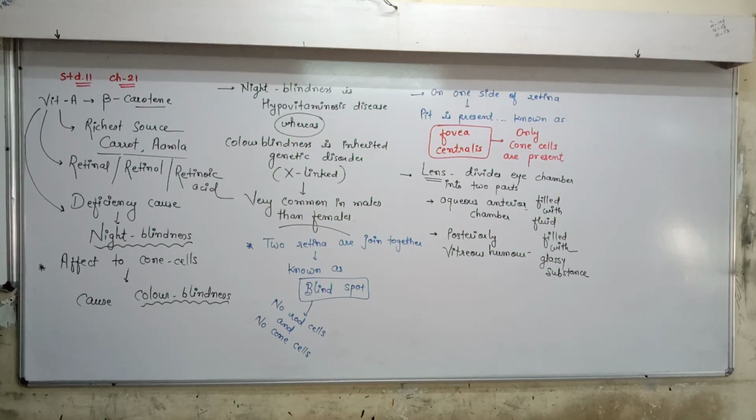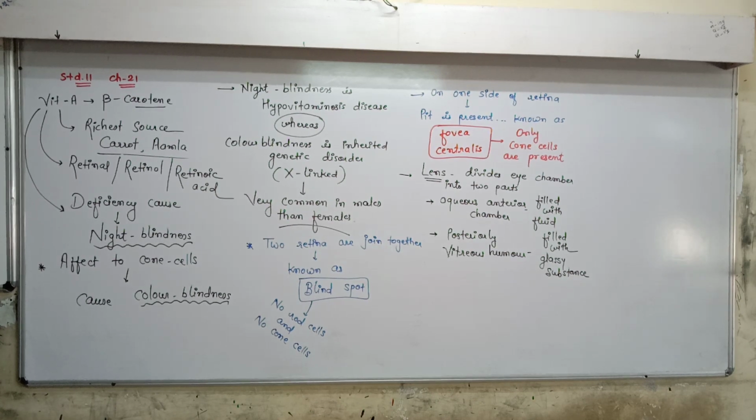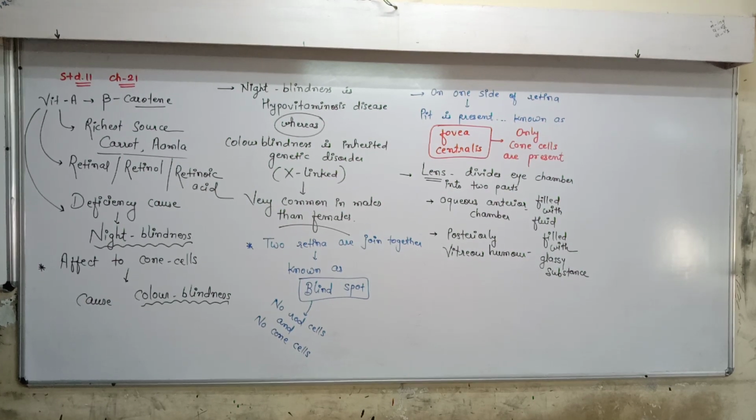The lens is present just behind the pupil. The lens is biconvex and connected to the ciliary body by ciliary muscles. The lens is elastic in nature. It is contracted as well as relaxed, and it helps to focus the light rays over the retina.